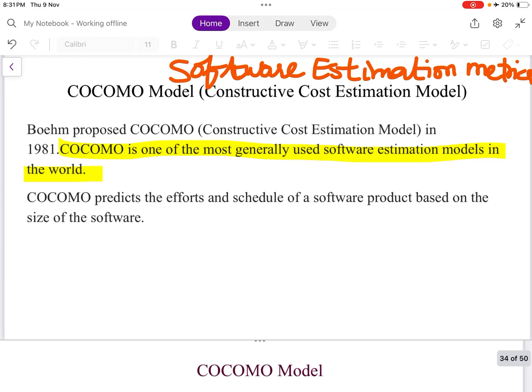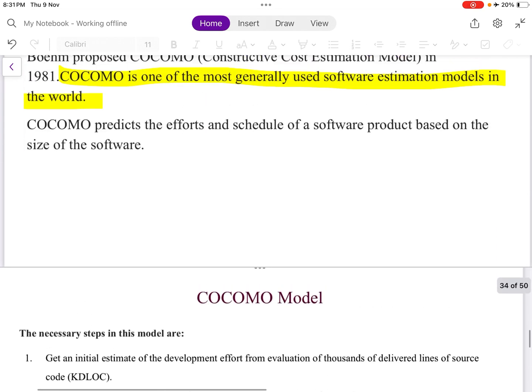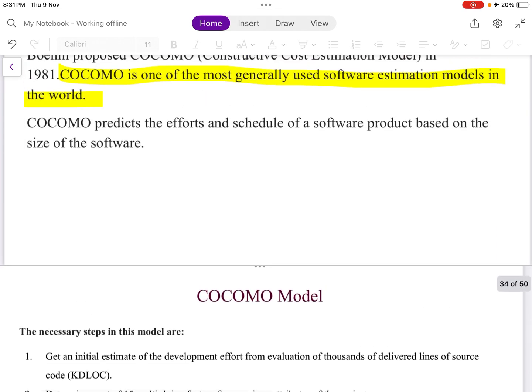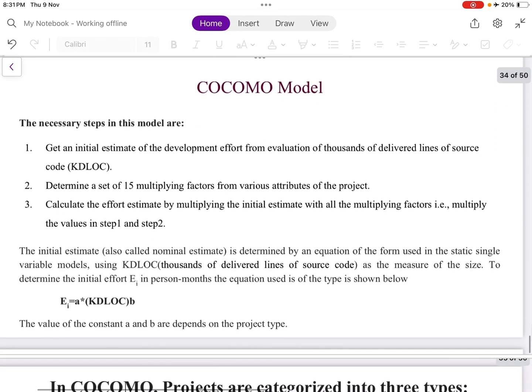COCOMO predicts the effort and schedule of a software product based on the size of the software.